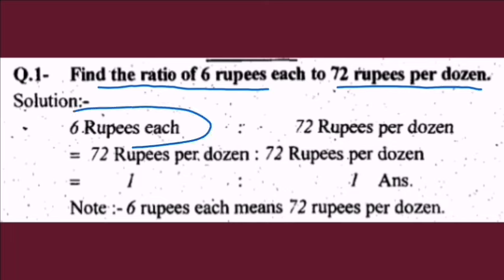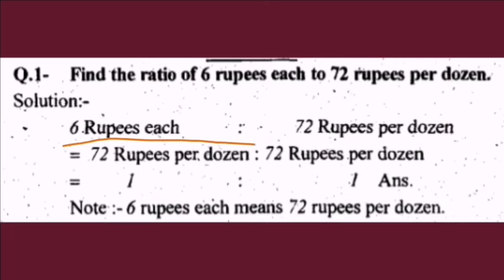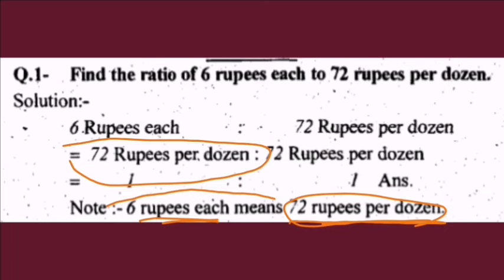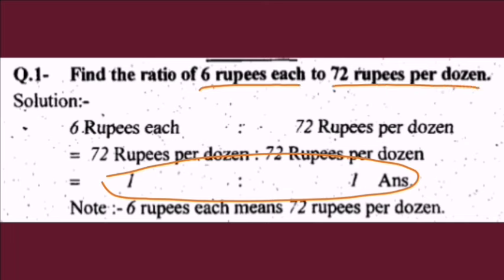6 rupees each, ratio, 72 rupees per dozen. Because 6 rupees each means 72 rupees per dozen, and the other is 72 rupees per dozen. So the ratio is equal to 1:1. This means that the ratio of 6 rupees each to 72 rupees per dozen is 1:1.